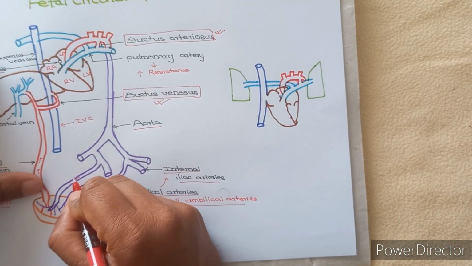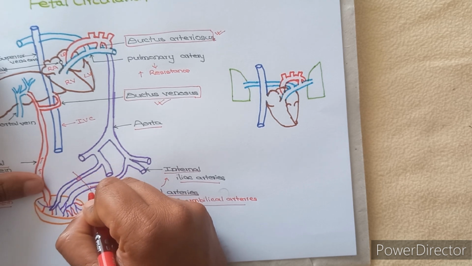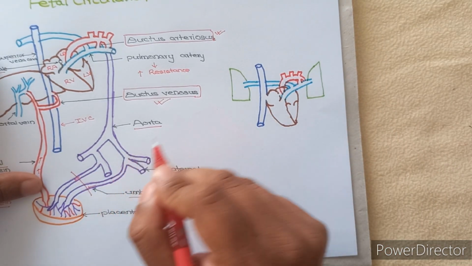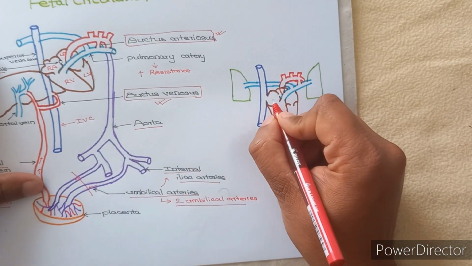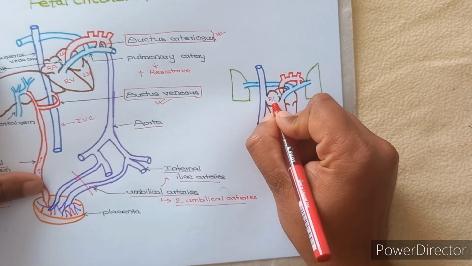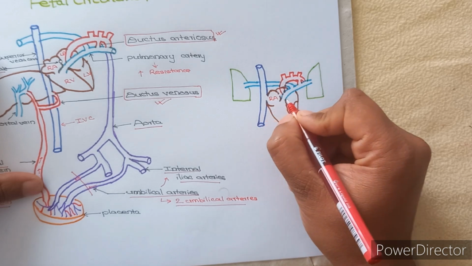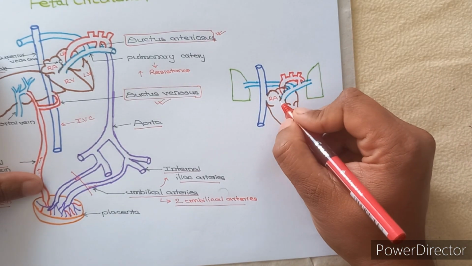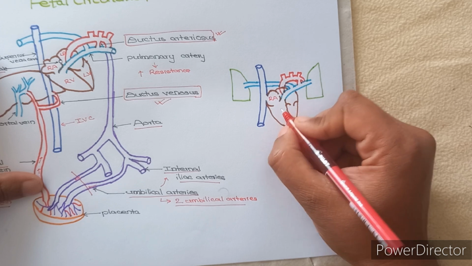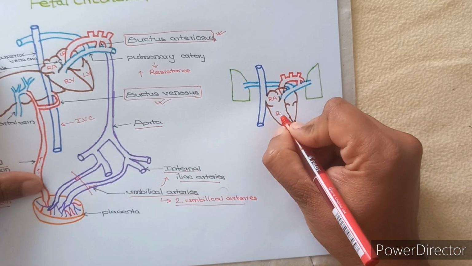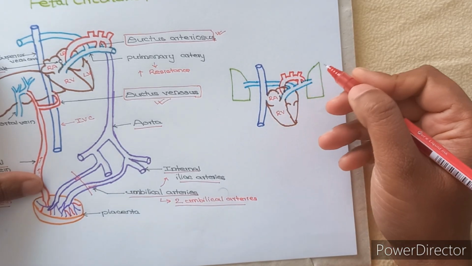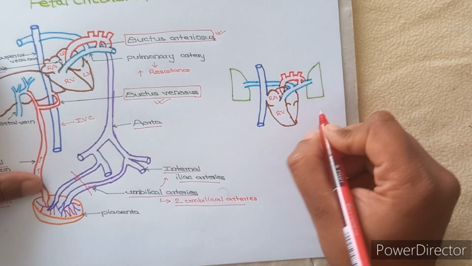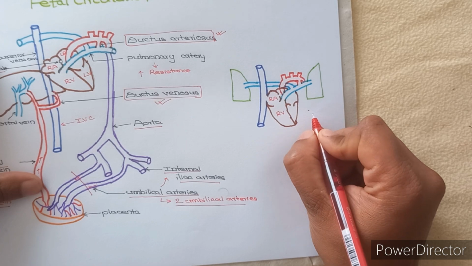Once the placenta is cut off after the birth, the blood supply from the placenta is shut down, so the right atrium pressure decreases. On the other hand, when the baby first cries, the lung expands and the blood from the right atrium goes to the right ventricle. On expanding the lung, one major thing happens in the pulmonary trunk: the resistance in the pulmonary trunk decreases.